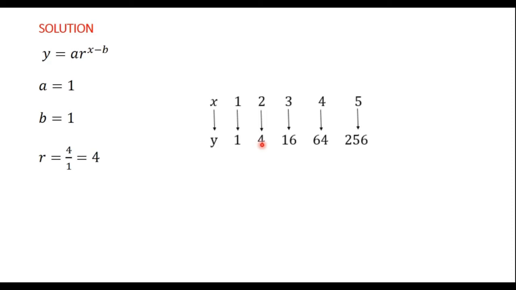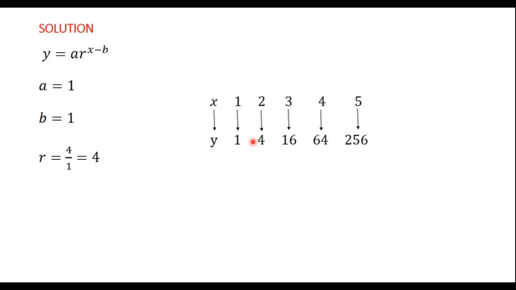So 4, you divide by the previous one, which is 1. So 4 divided by 1. Somebody can decide to pick 256 divided by 64. But you can see that obviously it's easier to deal with 4 divided by 1 than dealing with 256 divided by 64. That's why it's always advisable to pick the first ones, because usually those numbers are smaller and they are very, very easy to handle.